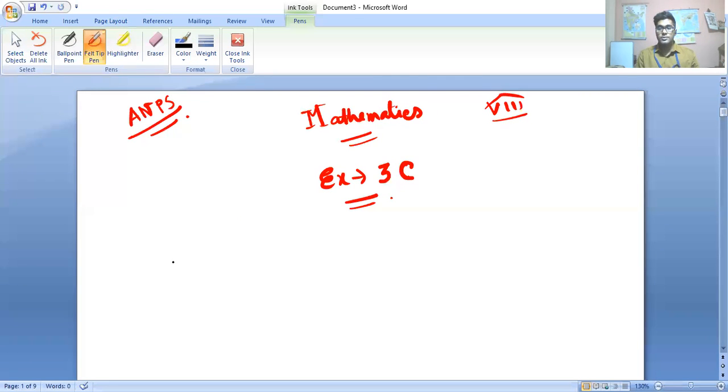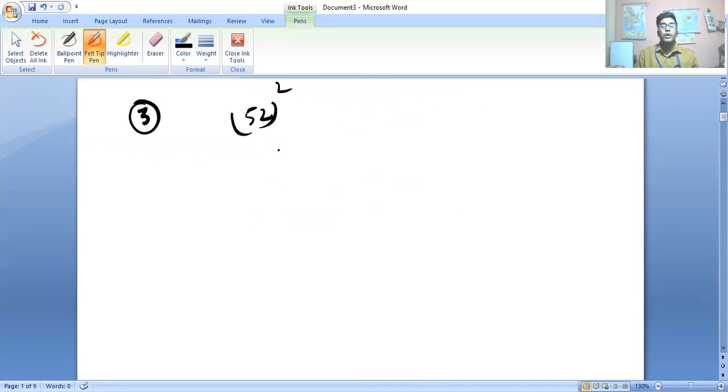Those methods we have already discussed in our previous class, the column method as well as the diagonal method. Here in our first question, we will solve by column method. So let us do question number 3. We have here 52 whole square. As you know, we'll make a table like this.